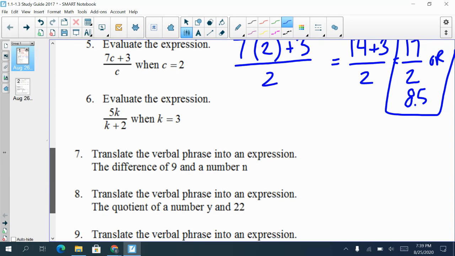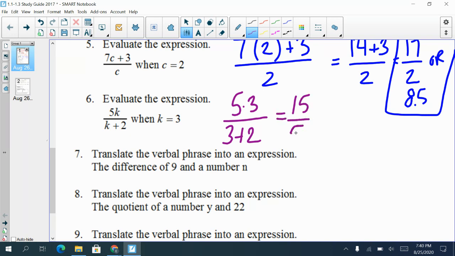All right, what about number 6? Plugging in for k. So 5 times 3 over 3 plus 2. 5 times 3 is 15 over 3 plus 2, which is 5. And 15 divided by 5 is 3.